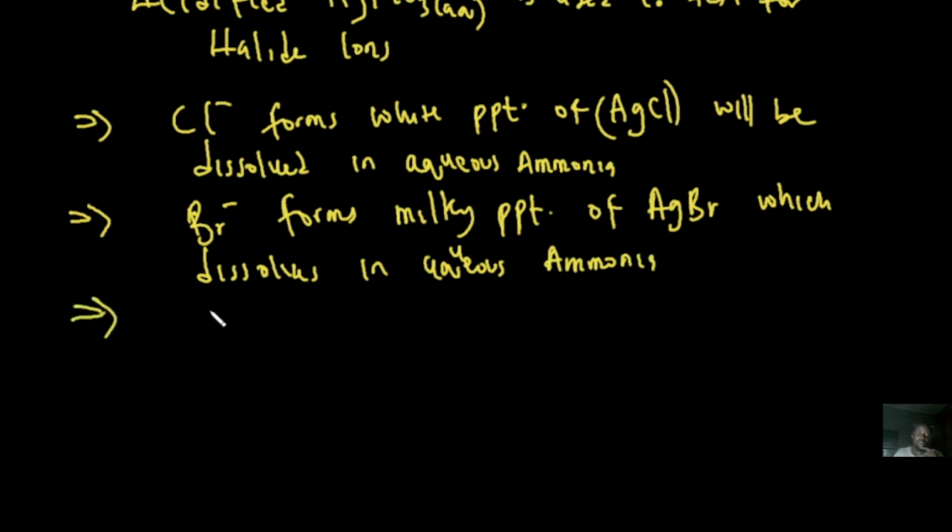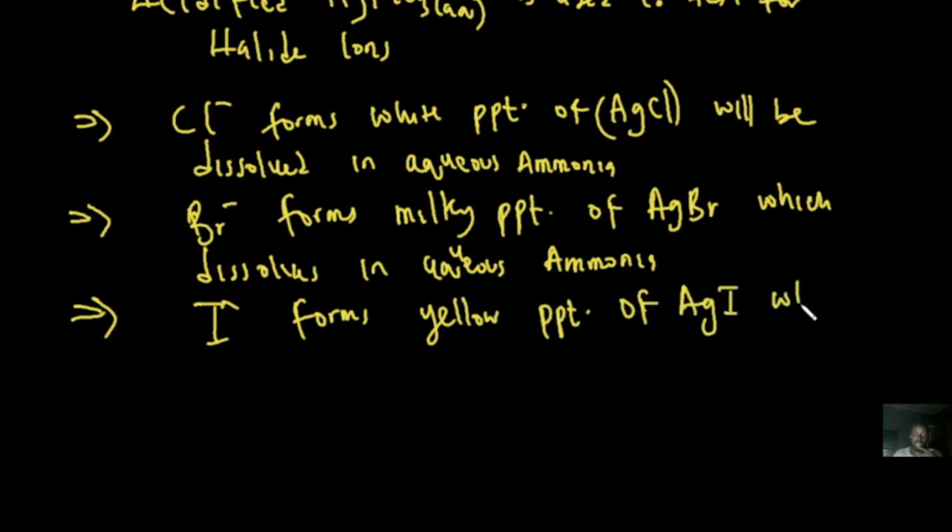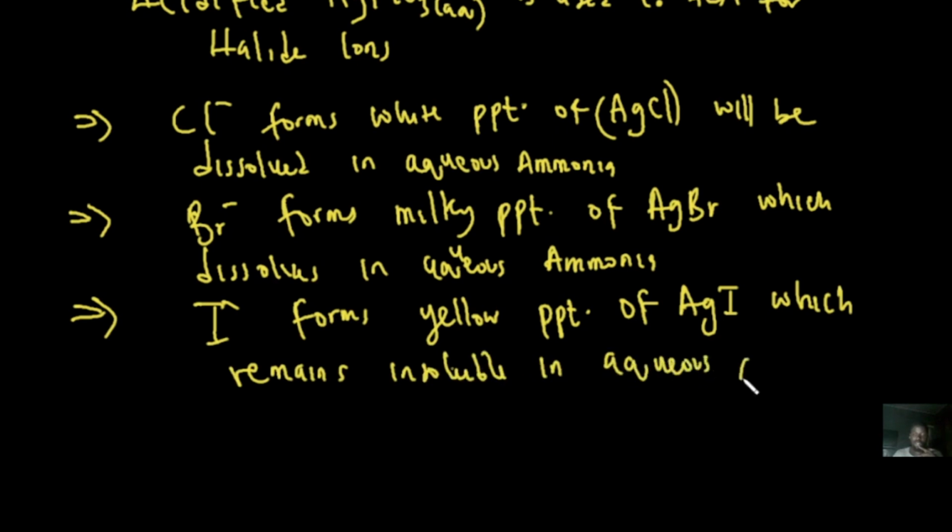However, the final guy we are going to consider is iodine. Iodine ion forms yellow precipitate of silver iodide, which remains insoluble in aqueous ammonia. So please just have that in mind, that whenever you see silver nitrate, acidified silver nitrate, acid plus silver nitrate, and then they say add acid plus silver nitrate to the sample. Once you see white precipitate, you have that is chlorine. If you see milky precipitate, it is bromine. If you see yellow precipitate, it is iodine.